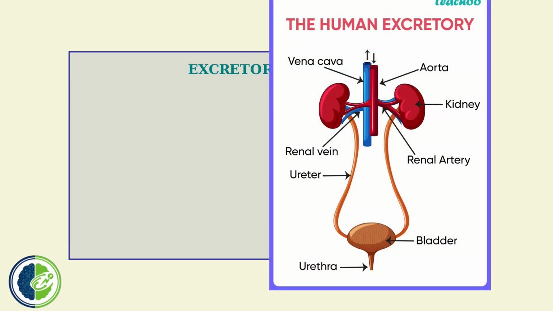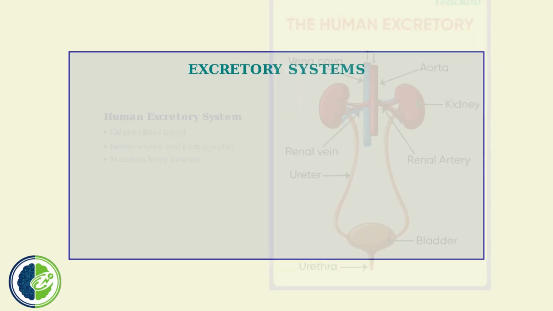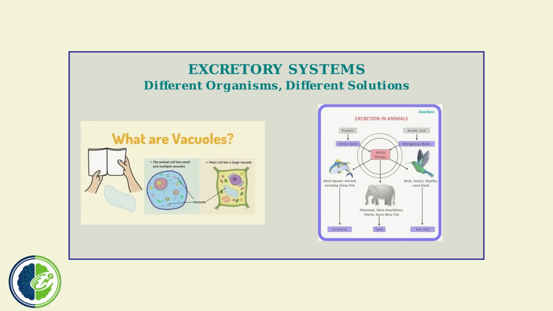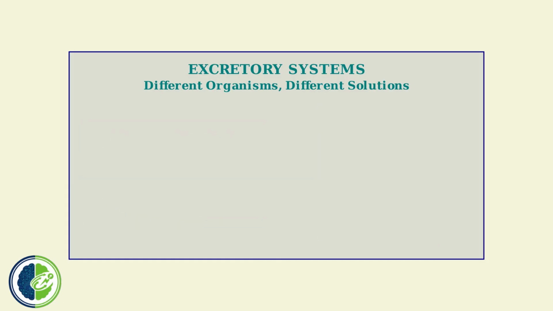In humans and other mammals, we have a complex excretory system. Our kidneys work like filters, removing waste products like urea from our blood. They also help maintain the right balance of water and salts in our body. But here's what's fascinating. Different organisms have developed different ways to handle waste removal. From tiny single-celled organisms to large mammals, each has found its own solution to this universal problem.